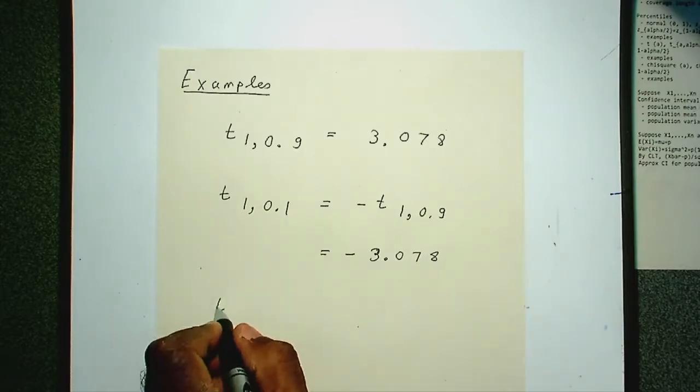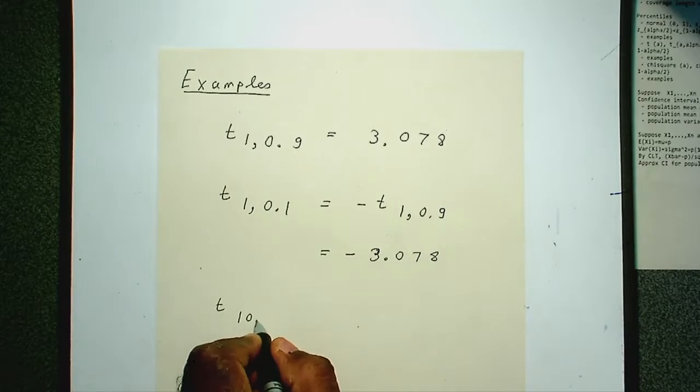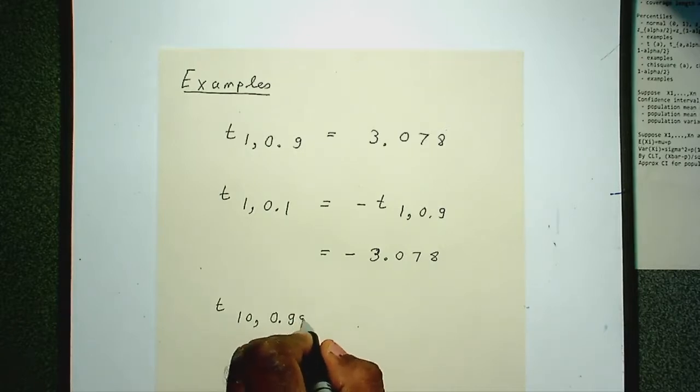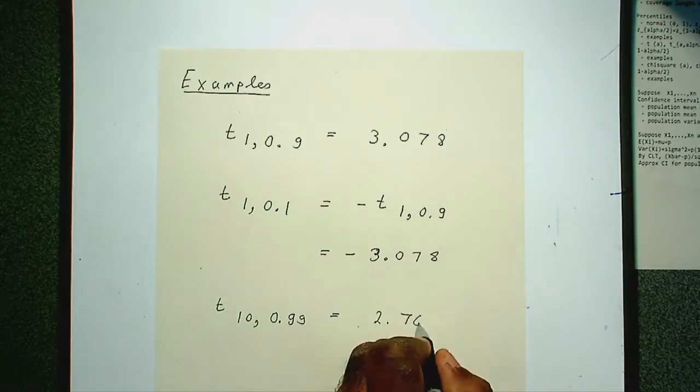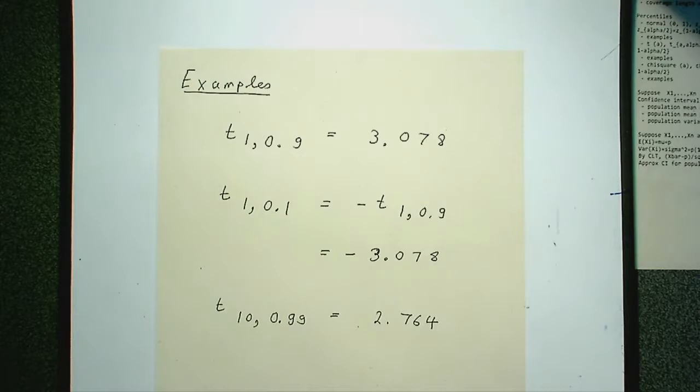Okay. Another example would be t10 at 0.99. So this is really easy and straightforward, finding the percentiles of a t distribution. Right. Okay. All right. Now this is for the t.